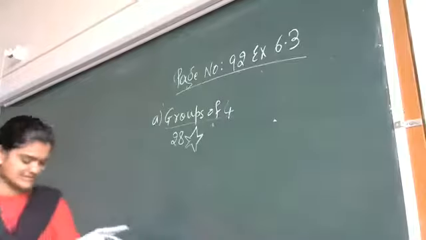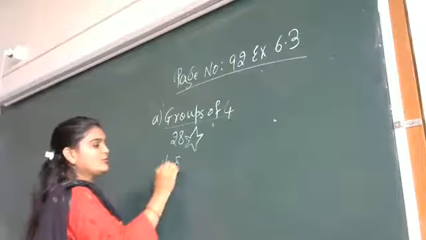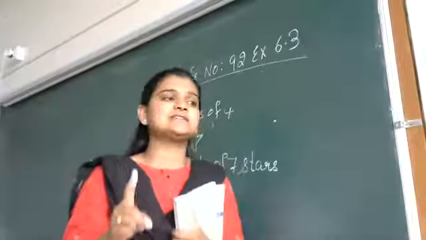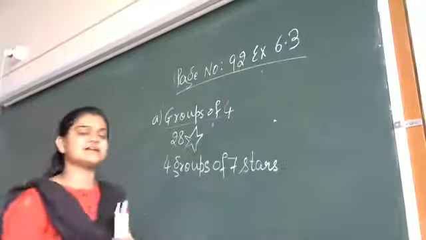Four groups you can make. Of seven. Why is it seven? What can we do here? Totally there are 28 stars. What you can do is make four groups. In each group there will be seven stars. Is it clear? Four groups of seven stars.